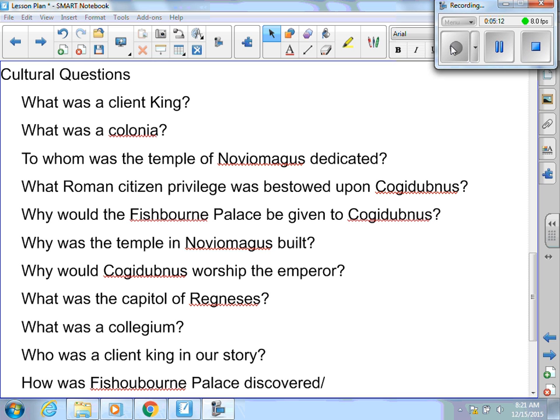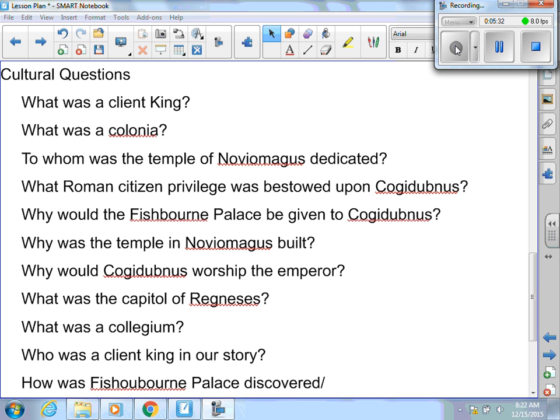Why would the Fishbourne Palace be given to Cogidubnus? Well, although the Fishbourne Palace probably was the residence of Cogidubnus, we're not really 100% sure. So why would the Fishbourne Palace be given to Cogidubnus? Well, we're not sure that it was.